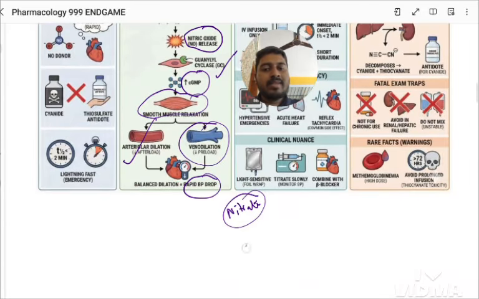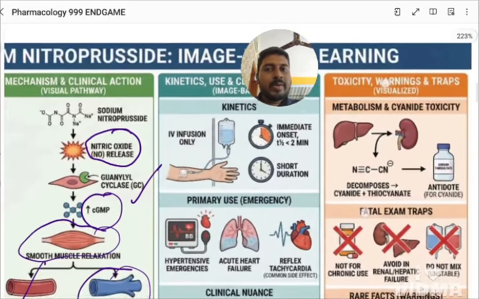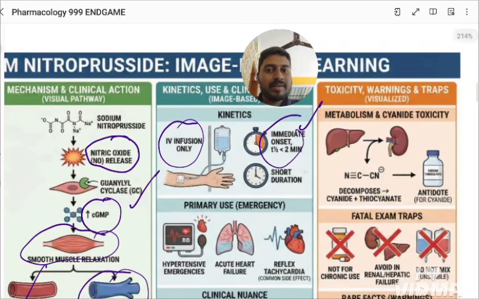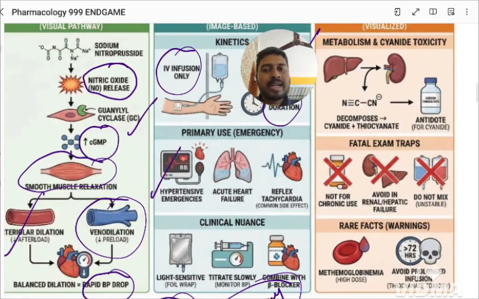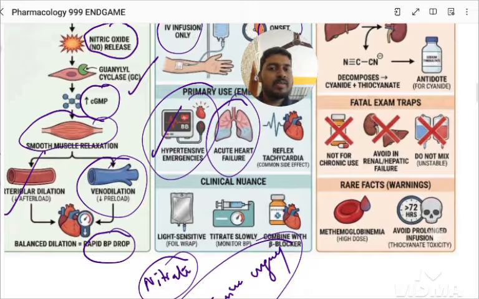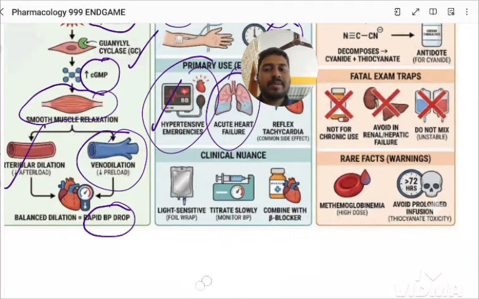So this is used in case of hypertensive urgency and hypertensive emergencies. Okay, sodium nitroprusside becomes the drug of choice. Now you give it through IV infusion only. It is not an oral drug. It has a very immediate onset of action, and it also has a very short duration of action. It is used in acute heart failure to rapidly lower BP, and it causes reflex tachycardia, just like our nitrates. It causes reflex tachycardia because of sudden hypotension.